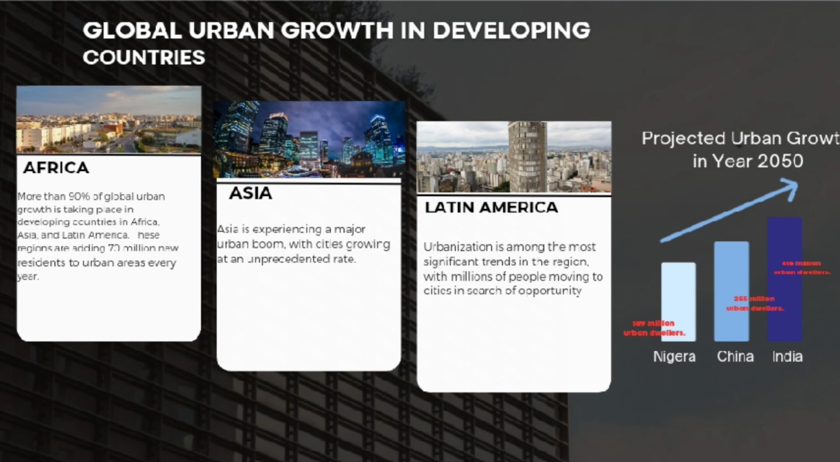So this is the projected urban growth in the year 2050. In Nigeria, there will be 189 million urban dwellers. China, 255 million urban dwellers. And in India, there will be 416 million urban dwellers. As we know, China has the largest population in the world, followed by India. So what are the reasons for the population growth in India? Of course, the high birth rate and lower death rate.